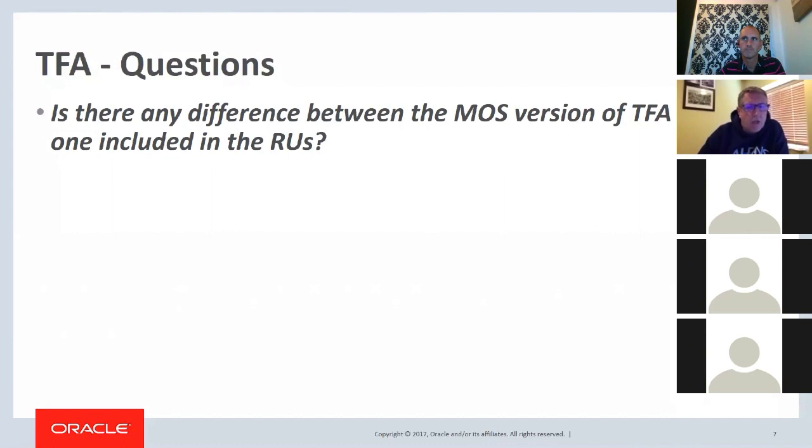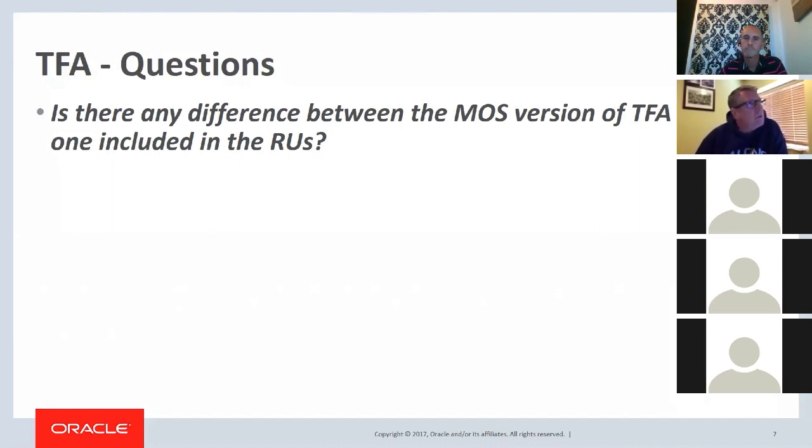Things like AuraCheck, we don't put in the RU within TFA, and that's mostly because AuraCheck actually manages its own upgrade within a release update. So there's no AuraCheck within the TFA, but you would get it within a MOS download of TFA. Also, we do have some RDA components that wouldn't get done through the RU update, but would through the MOS update. But other than that, it's the same code.